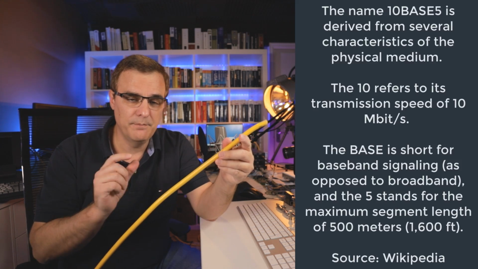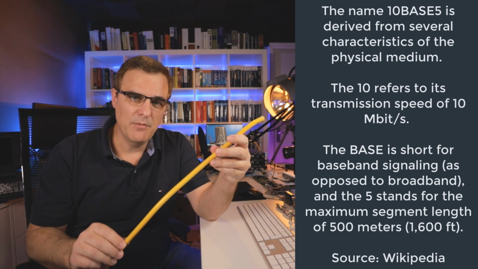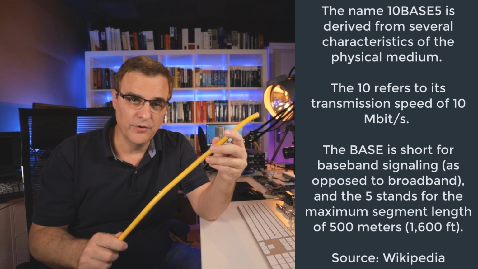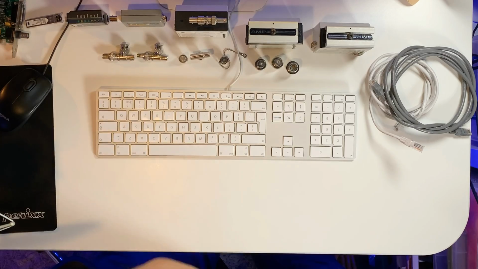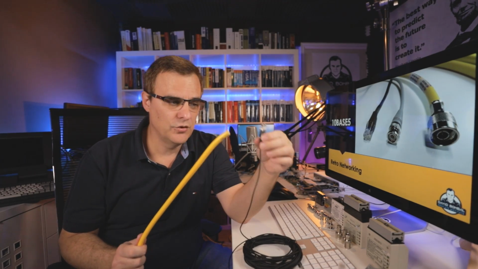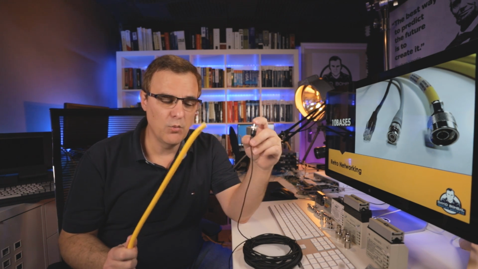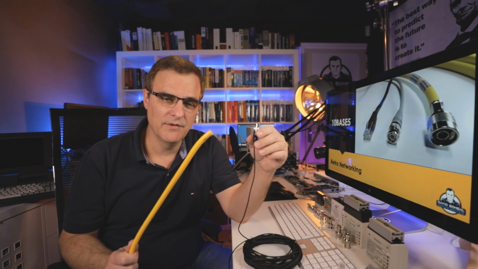10base5, the base means baseband rather than broadband. This is a shared medium. Only one signal can traverse this cable at a time. Now this Thinnet is called 10base2. Once again, 10 megabits per second, baseband, only one signal across the cable at any given time.